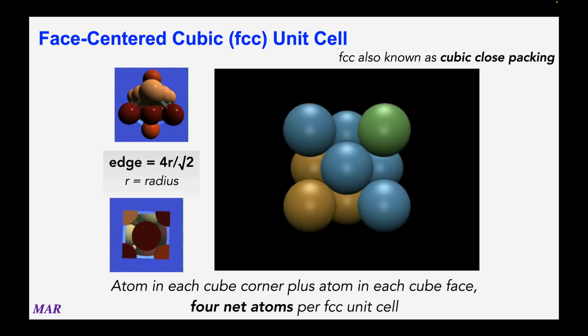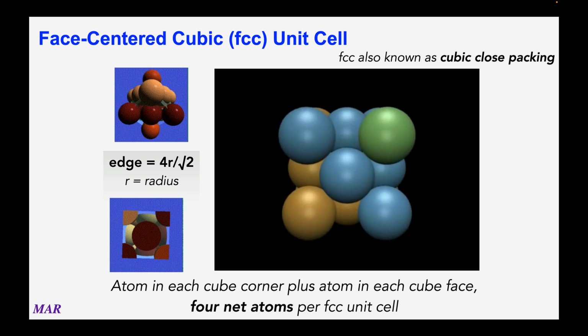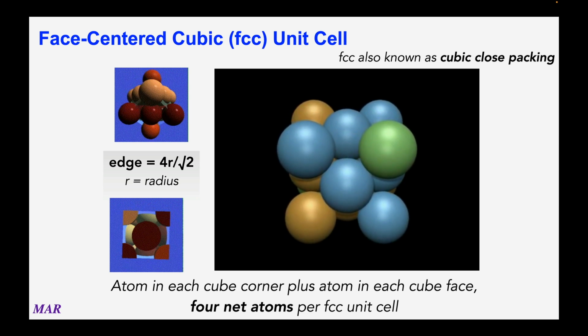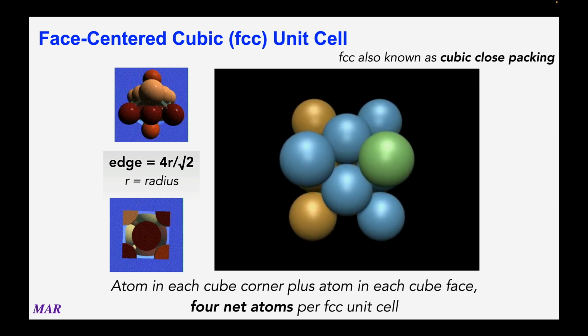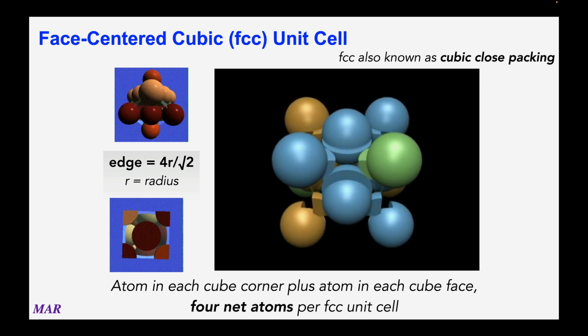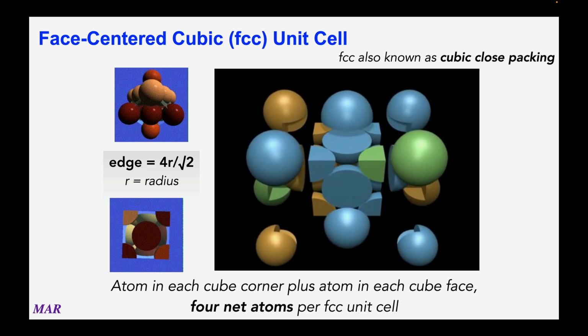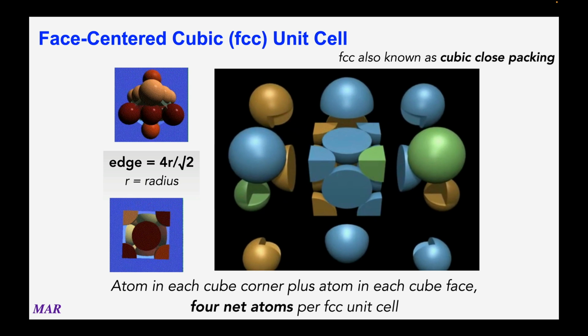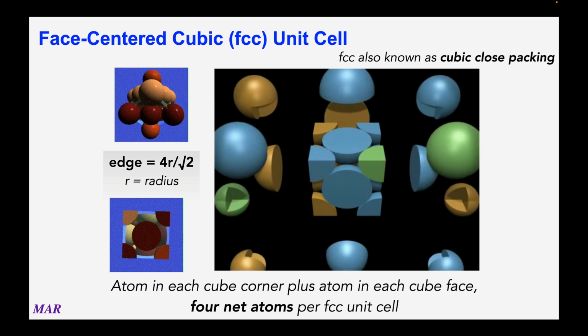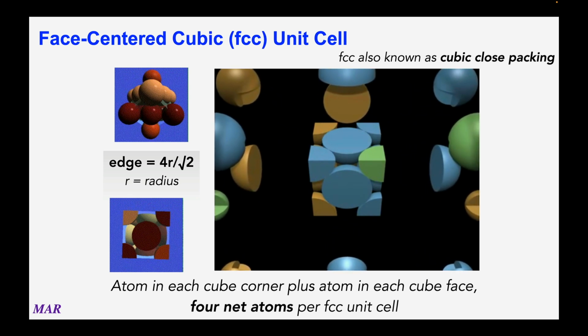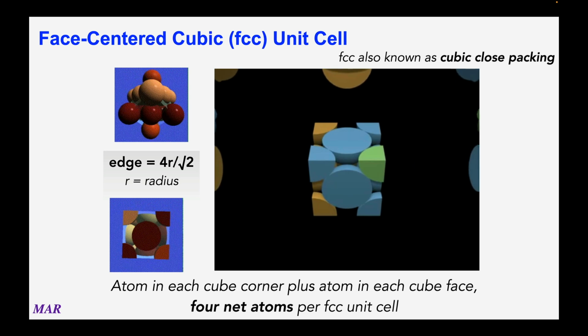So when you want to know the number of atoms in a face-centered cubic, you have 8 times 1/8 for the corner atoms as before, but now you have 6 faces, and each face has half of an atom left once you take the chainsaw to it. So 6 times 1/2 are the number of atoms in the faces. 6 times 1/2 is 3. And you add that to the 8 times 1/8 atoms in the corner, which is 1. 3 plus 1, 4 net atoms per FCC unit cell.